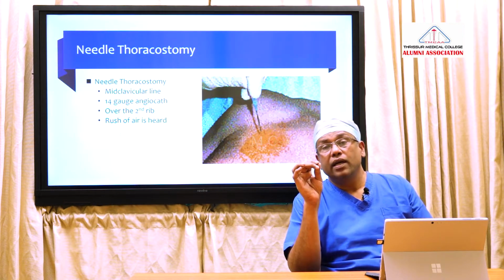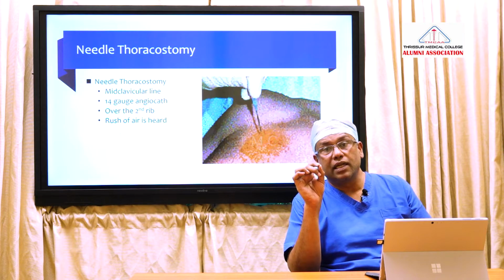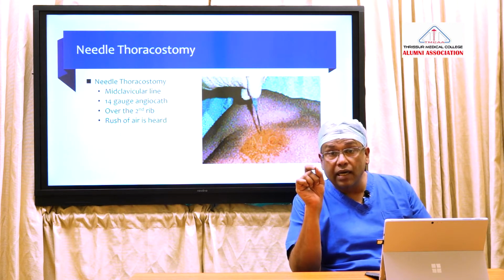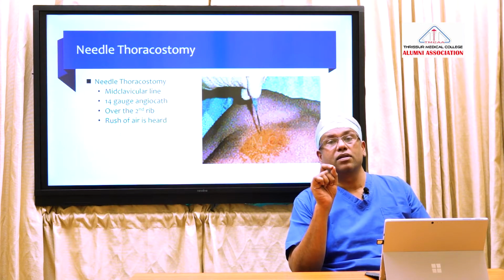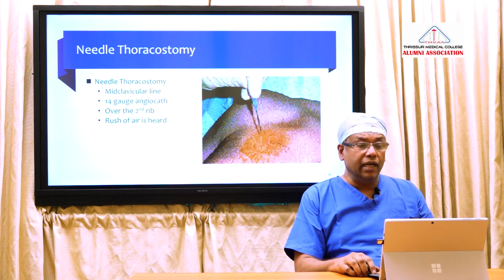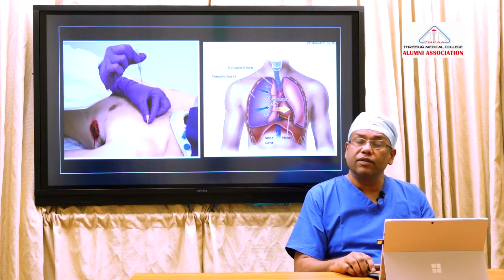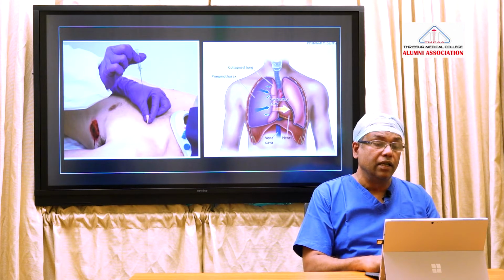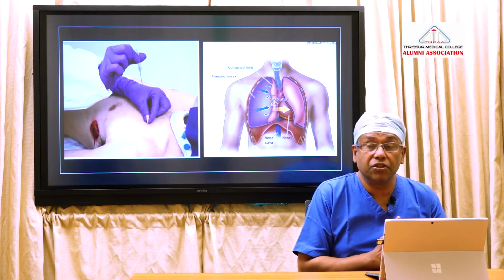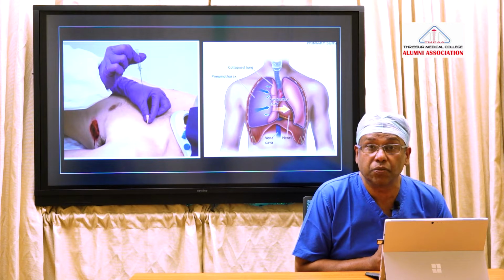But now, needle thoracostomy for adults is done in the fifth intercostal space in the mid-axillary line, and for children, it is done in the second intercostal space in the mid-clavicular line. And what will you do? You put a needle in that space and connect the end of the needle to an underwater seal. Right? That is an emergency procedure. It is not a definitive procedure for tension pneumothorax.